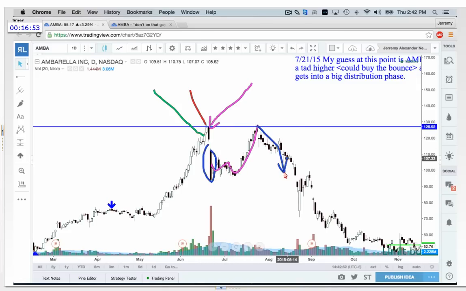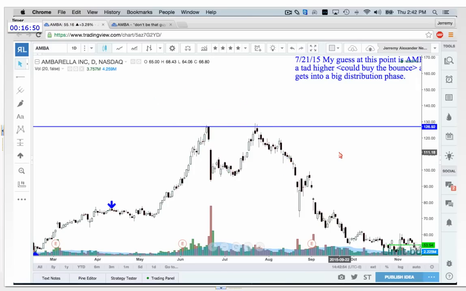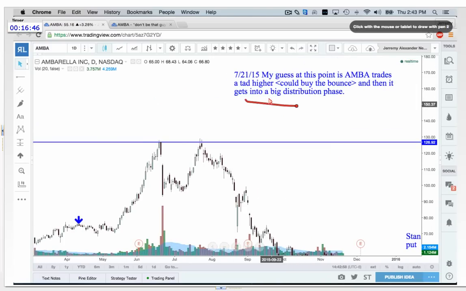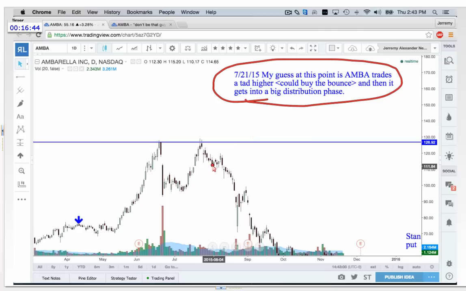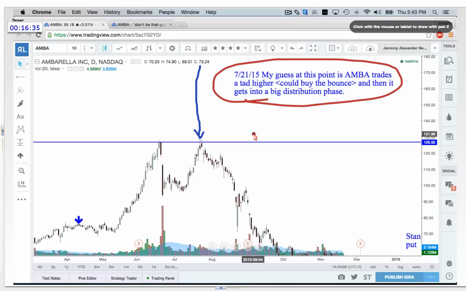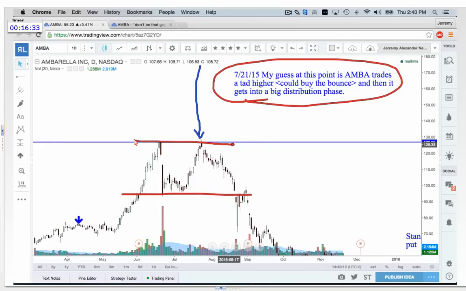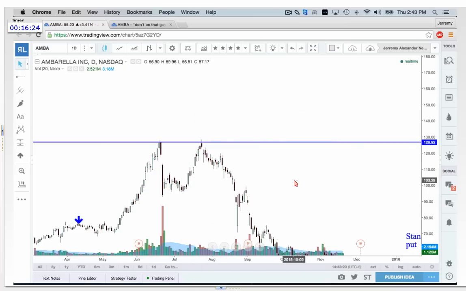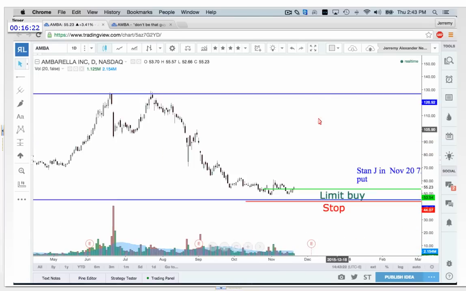Yes, sir. Played that day, then we played this bullish, then we played some of that bearish. In fact, this is actually a note, I'm sorry this happened, 7/21/2015, which is right here. My guess at this point is AMBA trades a tad higher, could bounce, and then it gets into a big distribution phase. So there's the distribution phase on AMBA. Broke down, retested, continued lower. This Dow theory stuff works, folks.